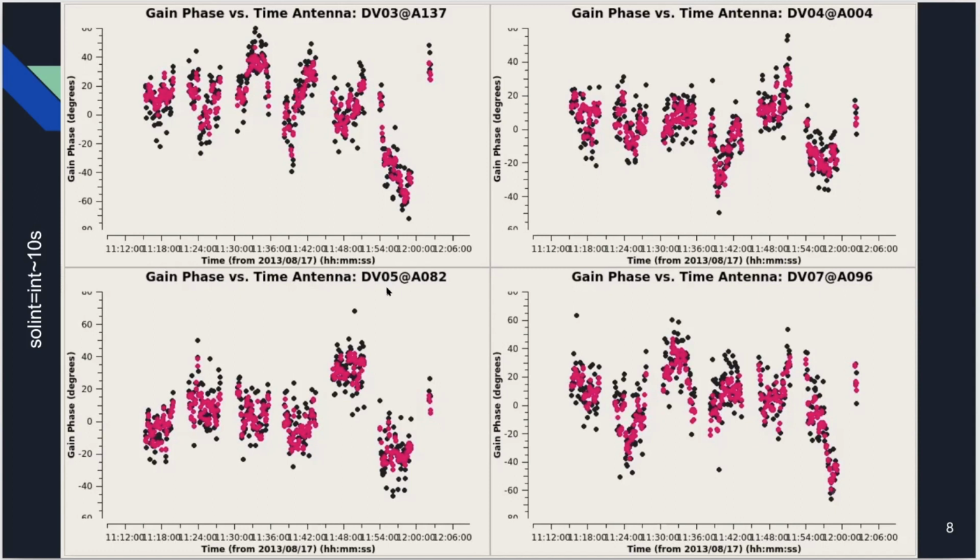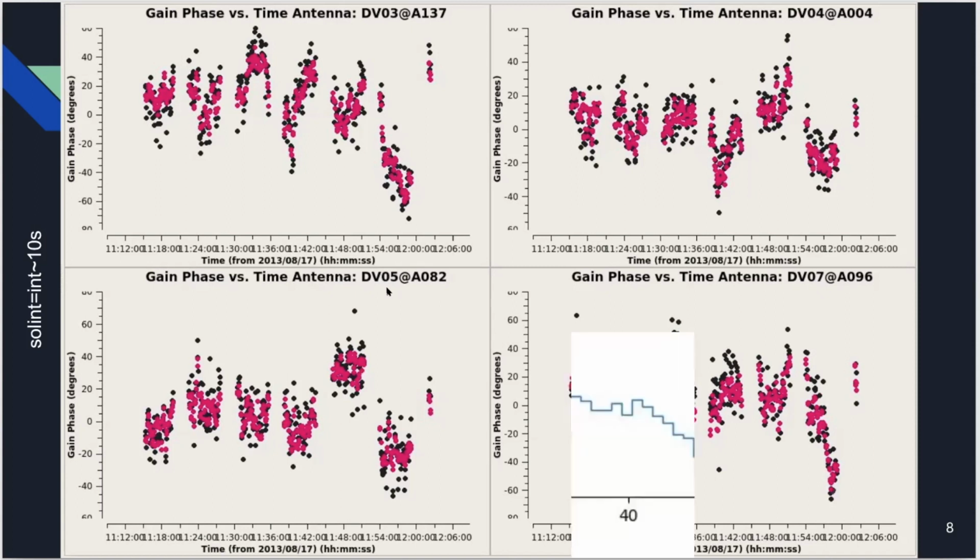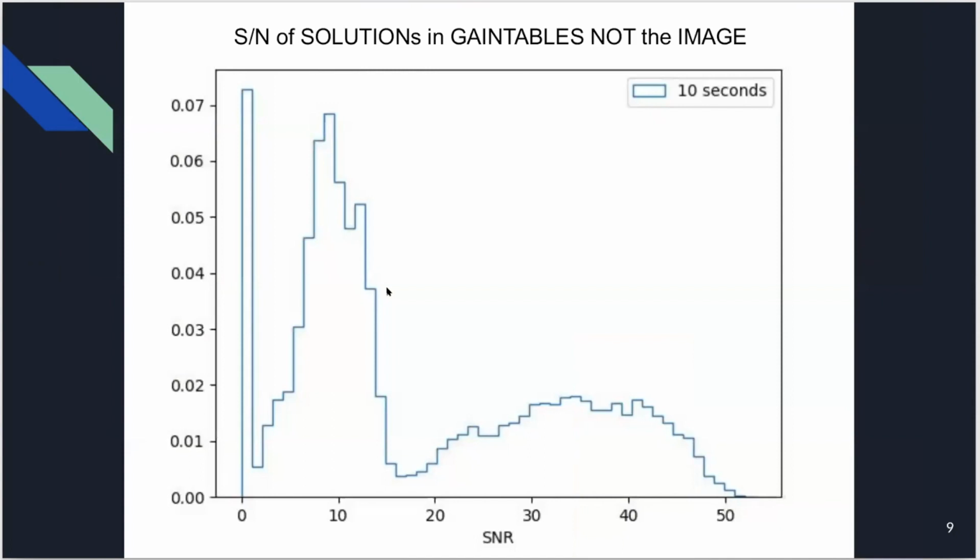Okay, so this is showing the solutions on the int level. So again, just to remind you about that, so you can see the variations. I have learned to start this way, just to look at the solutions. So this is the signal to noise distribution of a 10-second solution interval. And this is for the gain tables, not the image. This is really quite interesting. So you can see some peaks, and then also here, which we'll talk about a bit more.